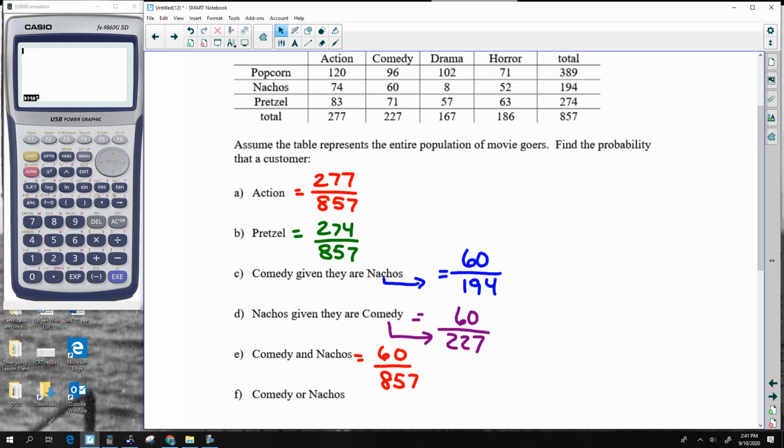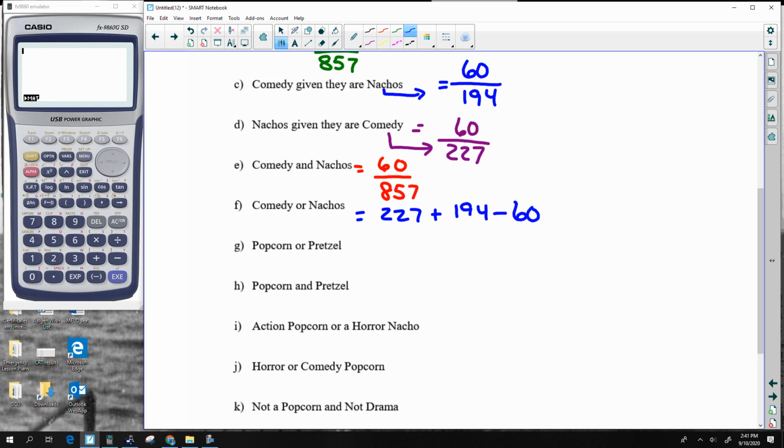So the word or is when I add and subtract off the intersection. So this next problem is the number of comedies plus the number of nachos minus the intersection of comedy nachos out of the total.